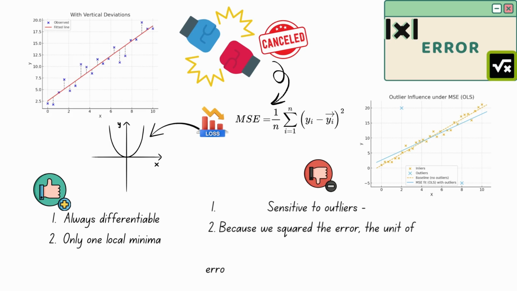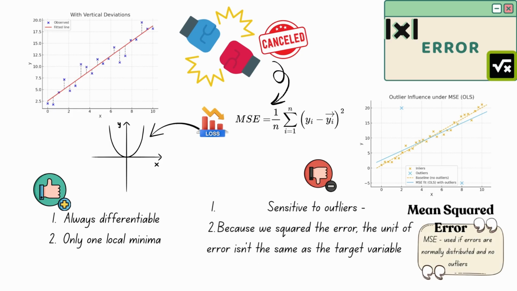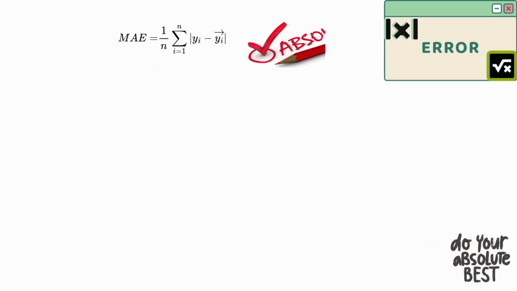So, how do we fix the outlier problem? That's where the mean absolute error comes in. Instead of squaring the errors, we take their absolute value. That way, an error is an error. It doesn't just get magnified just because it's big.